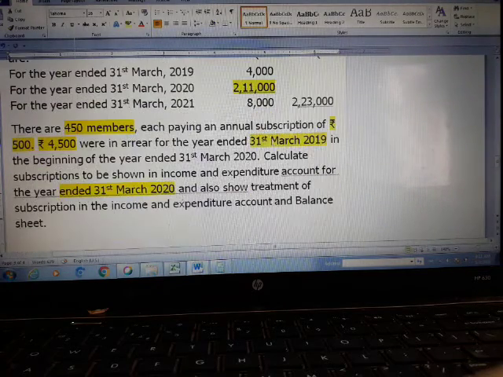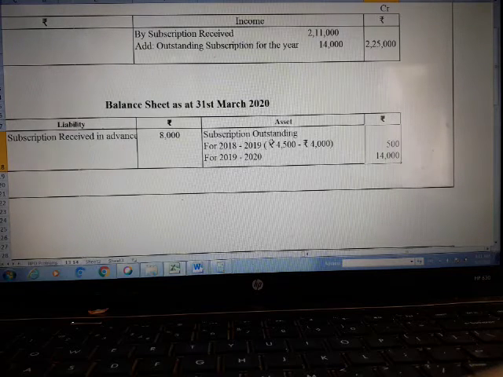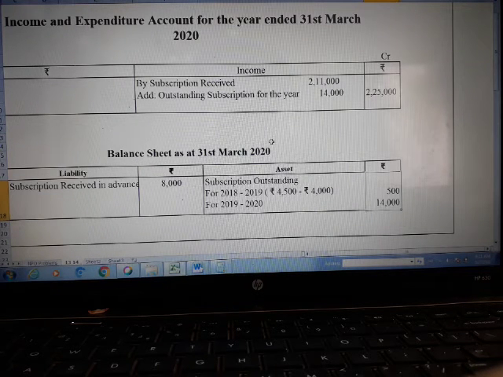An extracted balance sheet will never tally, or an extracted income and expenditure account will not tally, or an extracted receipts and payment account won't tally. So keep that in mind. Only a complete balance sheet or a complete income and expenditure account or a complete receipts and payment account will get tallied, or it will get equalized.